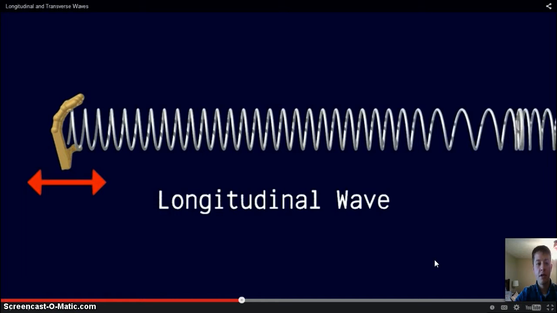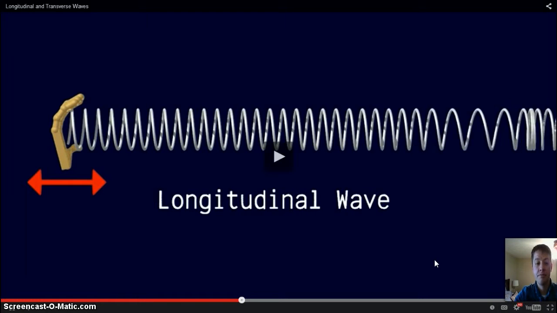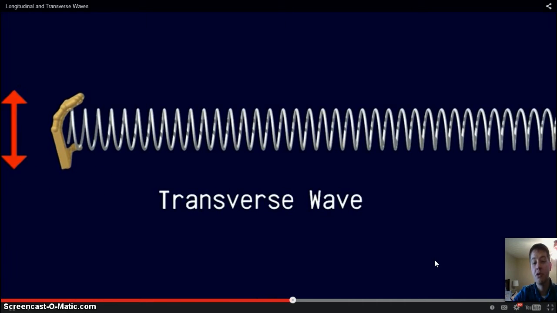So if we stop right there, did you notice how the force that began this disturbance pushed that way, and then the wave also went that way? So if they're going in the same direction, call it longitudinal waves. Sometimes they're called compression waves.